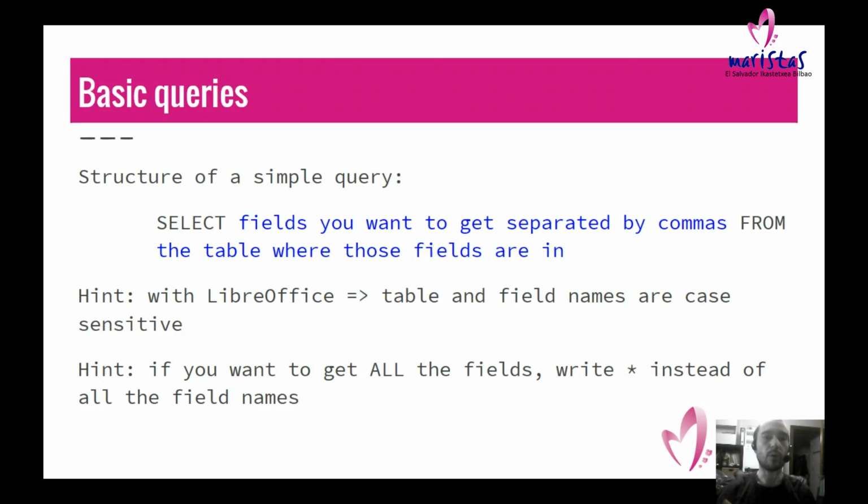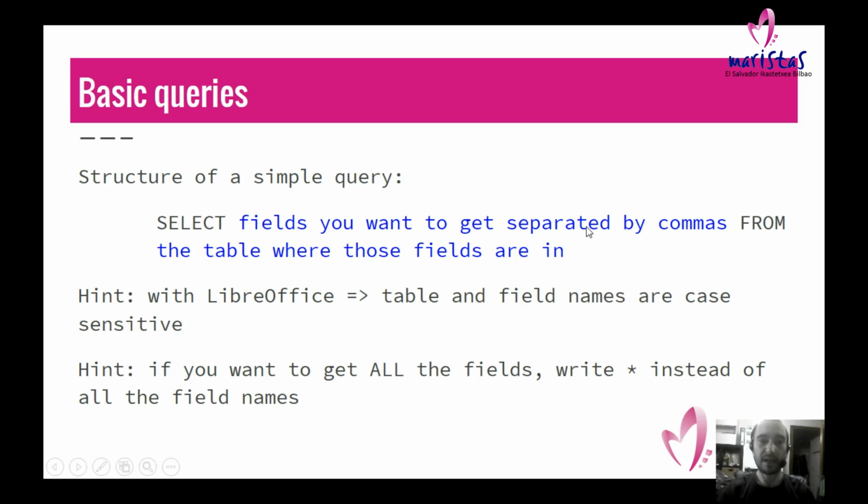So, how do we write basic queries, okay? The structure of a simple query is quite simple. First of all, queries will begin with the word select. After that word, we are going to write the fields that we want to get, the fields that we want to see, separated by commas in case that we want to see more than one field, right? After that, we are going to write the word from and the table where those fields are in, right?